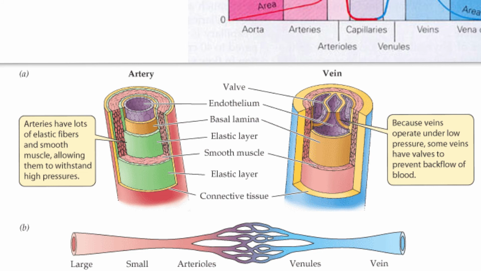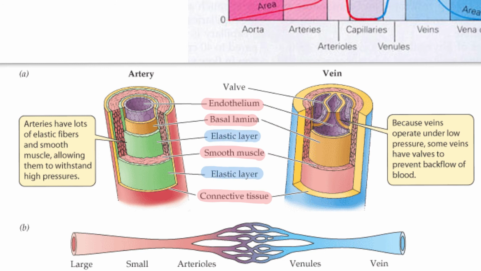So if we look at the veins, we can see the veins have also got an endothelium. They've also got the basal lamina. They've got a little bit of smooth muscle, and then they've got this outer connective tissue. The outer connective tissue in both arteries and veins allows them to attach to other things in the body, so other organs and other tissues, allows them to be held in place. But they don't need the elastic tissue.